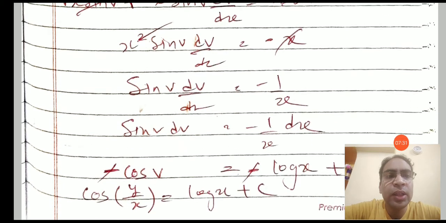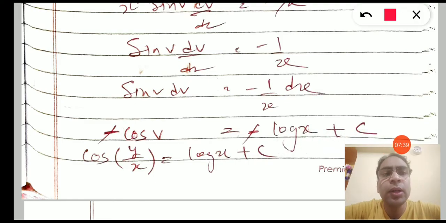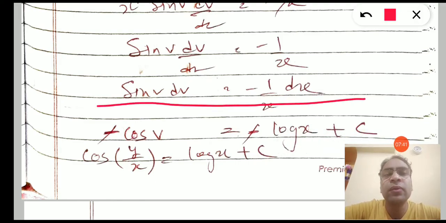Finally we could see that this is converted into variable separable form. So sine of v with dv and minus of 1 upon x with dx. So the terms with variable v are with dv only, and terms with variable x with dx only.